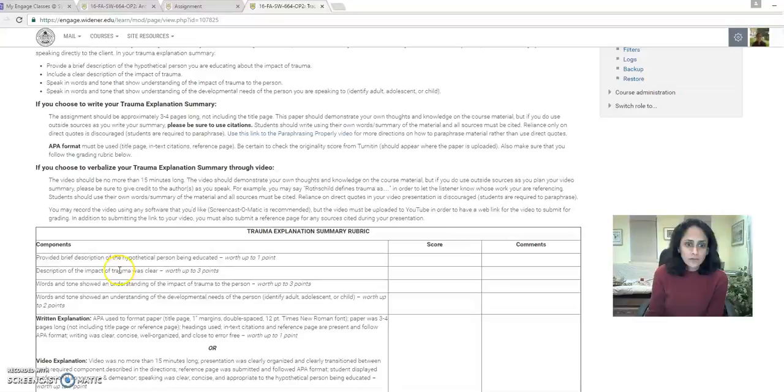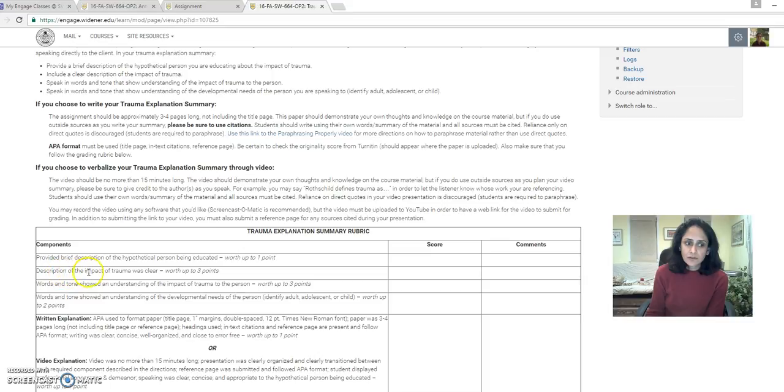Now going to how the points are distributed in this assignment, provide a brief description of the hypothetical person being educated. This is worth up to 1 point. So who is your client? Age, gender, race, education, socioeconomic status, everything comes in here. And so you would give a brief explanation of your client.